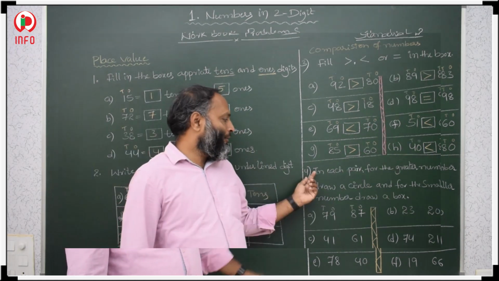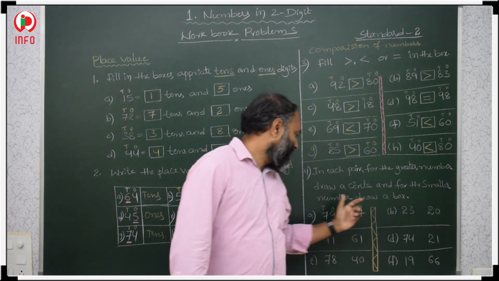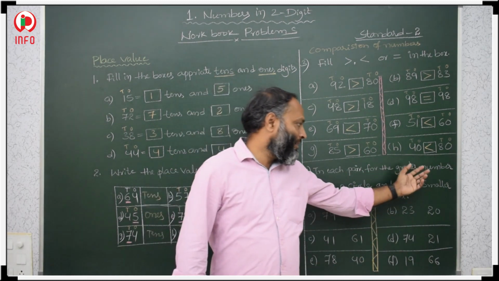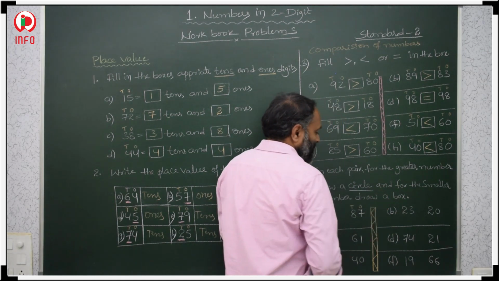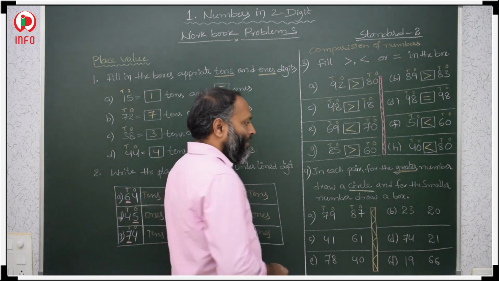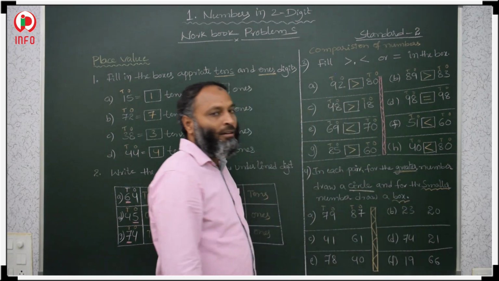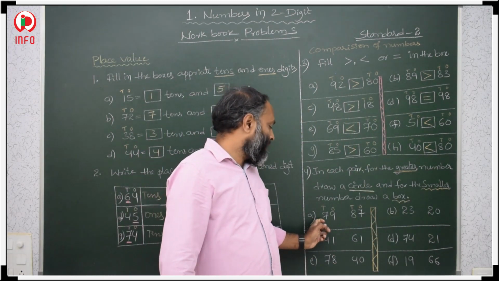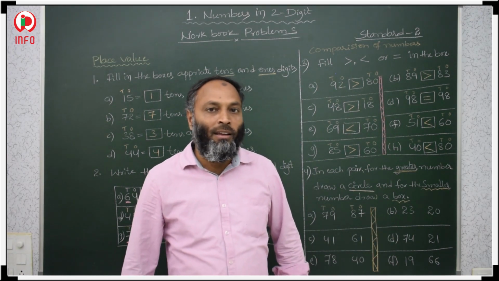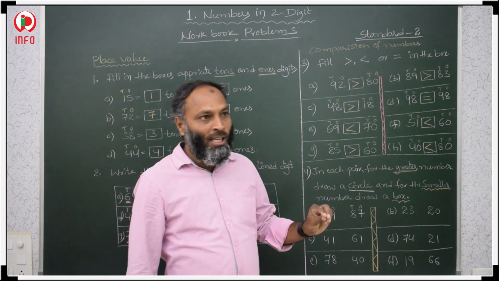And one more question. The fourth question, comparison of numbers. In the fourth question, in each pair, for the greater number we have to draw a circle, and for the smaller number we have to draw a box. Now, A, B, C, D, E, F. Total 6 questions were given. In these 6 questions, we have to decide which one is smaller and which one is bigger in each pair.